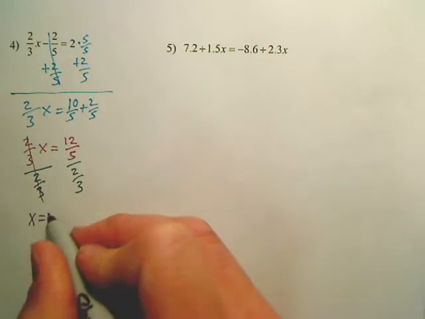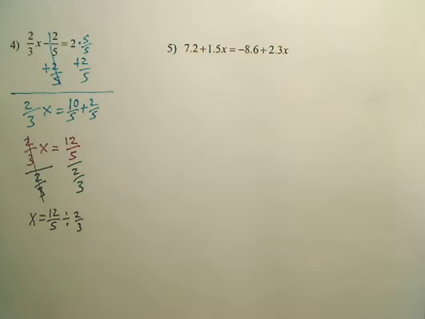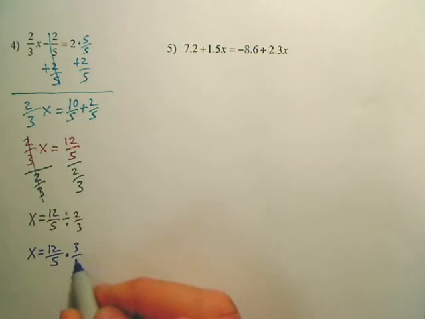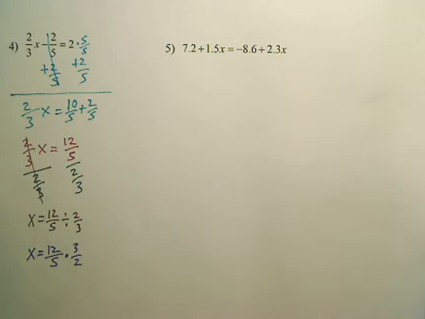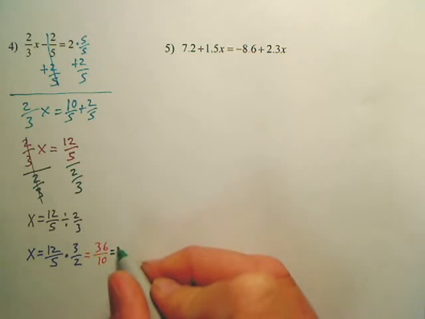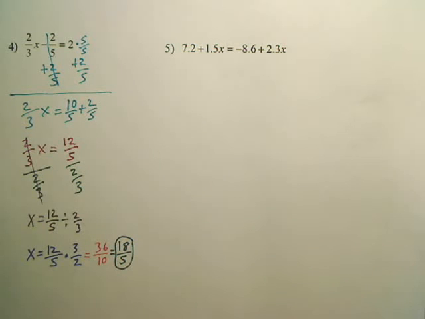But when you divide, that means 12 over 5 divided by 2/3. What does that mean? You flip the second one, which means 12 over 5 times 3 over 2. Multiply straight across now. 36 over 10, which can be reduced. What goes into both 36 and 10? 2. 18 over 5, and that is fine for an answer.